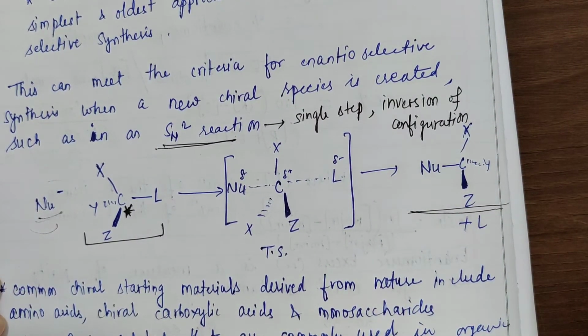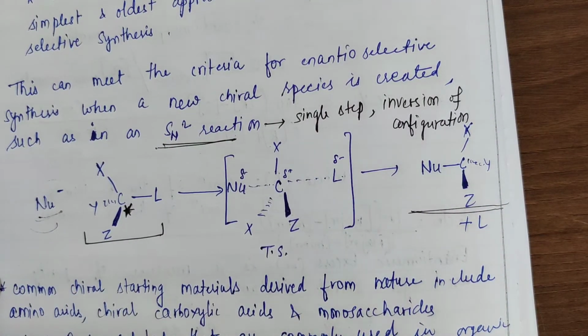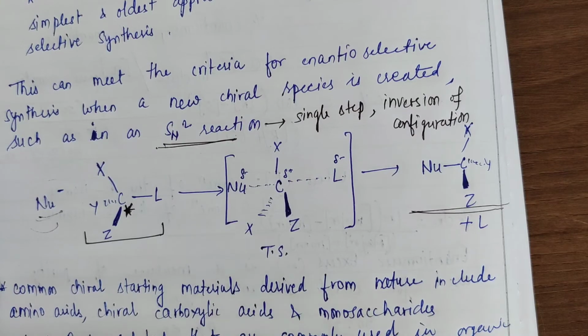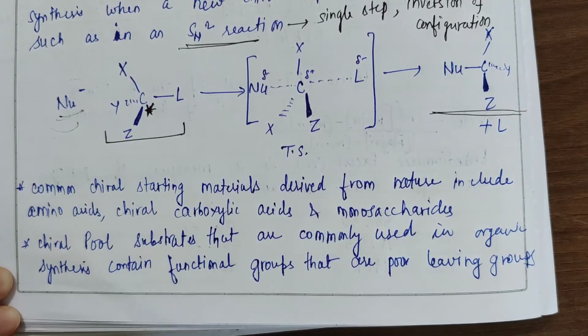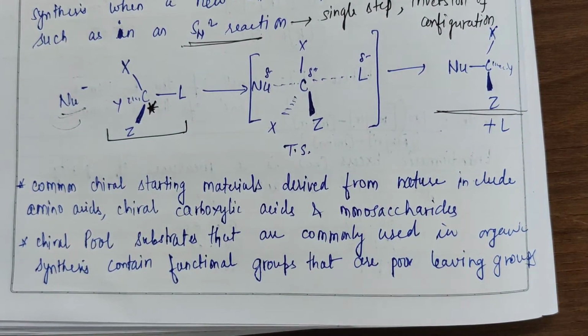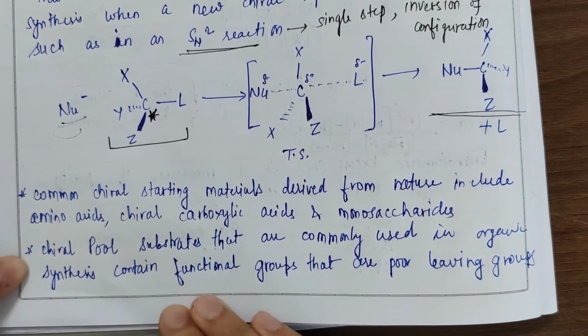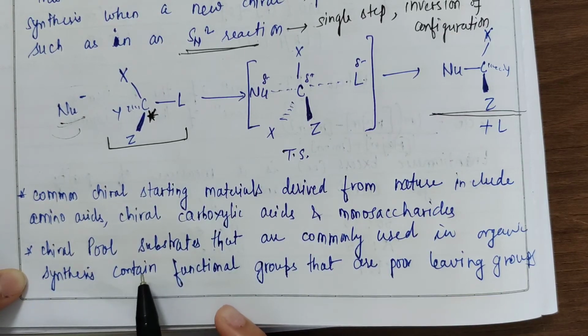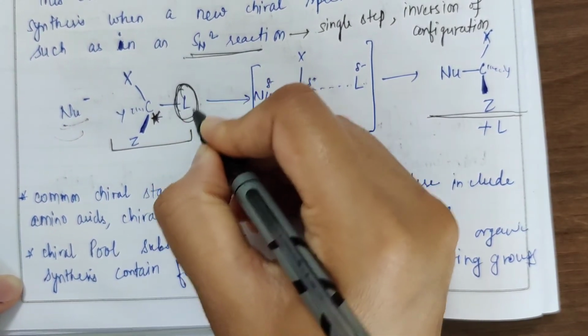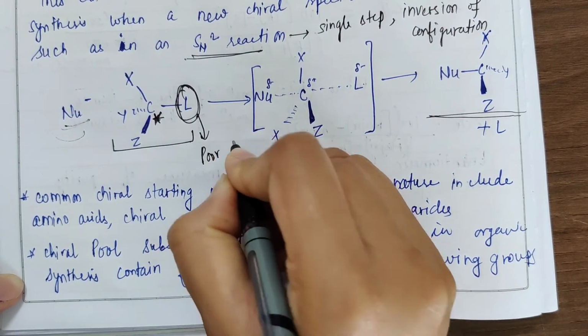So the basic concept behind this chiral pool synthesis is that they derive the starting material from nature. Some chiral substance like an amino acid or any other chiral carboxylic acid or monosaccharide, they derive from nature. They perform an SN2 kind of reaction and obtain the desired product. Now the best part about this reaction is the functional groups that act as leaving groups. These groups are generally poor leaving groups.